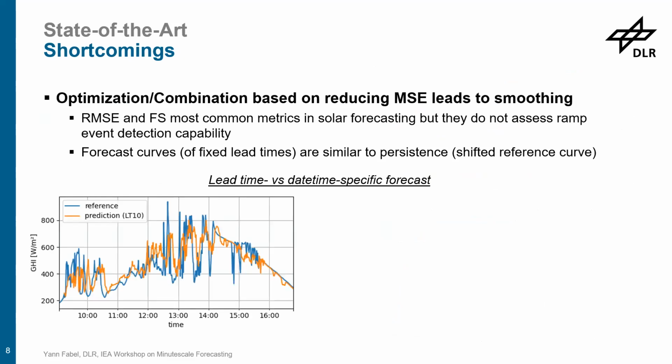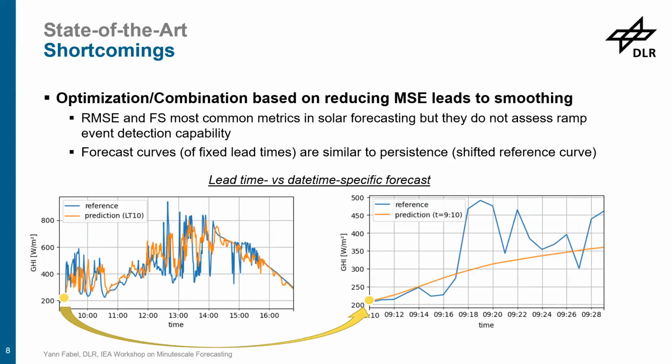And if you look at the plot here on the left, that's a plot for a fixed lead time 10. And as you can see, many times it just looks like a persistence plot. And I think you have heard this as well already, that this is a problem we are facing. And if you look at this individual forecast, at 9:10, you see one forecast for 20 minutes. And you see that it gets the trend more or less, but it does not have any fluctuations.